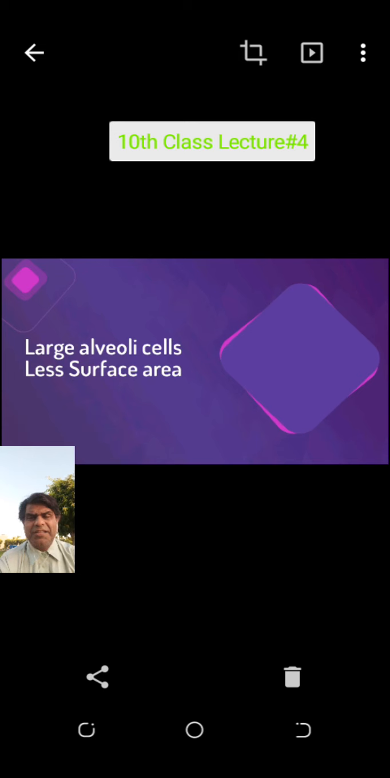Look here, I wrote: large alveoli cells, less surface area. Large alveoli cells, less surface area. You will not believe. Straightforward. I will tell you how you will not believe. Sir, alveoli cell is large. This is small. One is a small alveoli cell. One is a large alveoli cell. Sir, large alveoli cell will have more surface area.